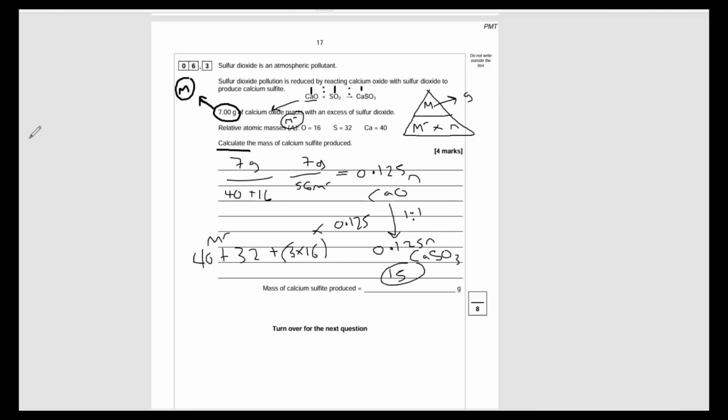And so what are you going to get the marks for? Well, you're going to get the marks for doing 7 over 56 and getting that. 1 mark for working out that that is also calcium sulfite because it's a 1 to 1 ratio. And then we're going to do moles times Mr. It's going to get you another mark, and getting the correct answer is going to get you the 4th mark. Boom.